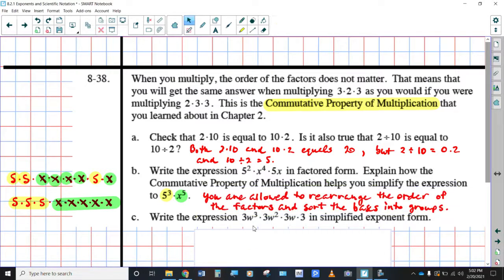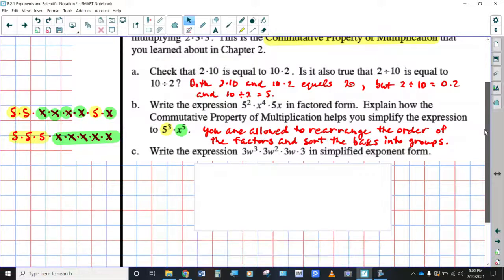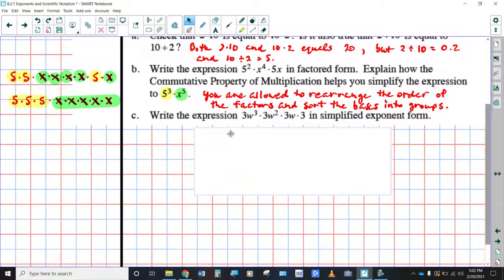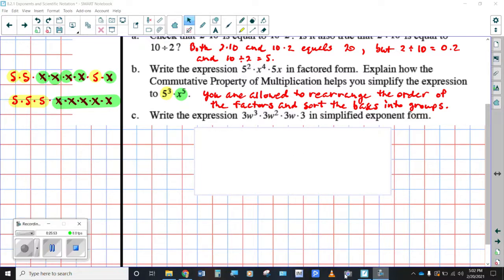So you are allowed to rearrange the order of the factors and sort the bases into groups. That makes it easier to write it in its simplified exponent form. So let's go ahead and do that here. Let's take problem C, write this down, expand it out, group all the numbers together, the common bases together, and then rewrite it in its exponent form, simplified.